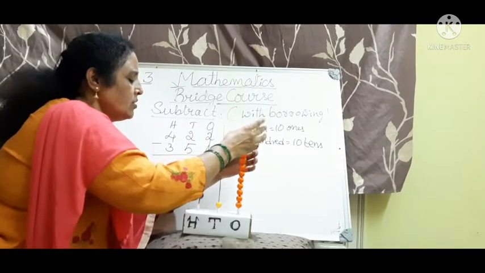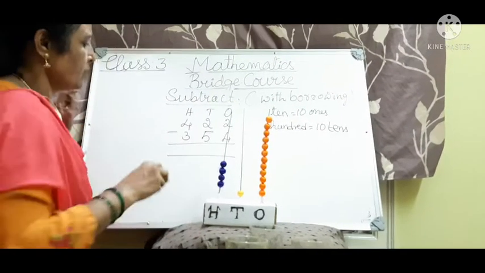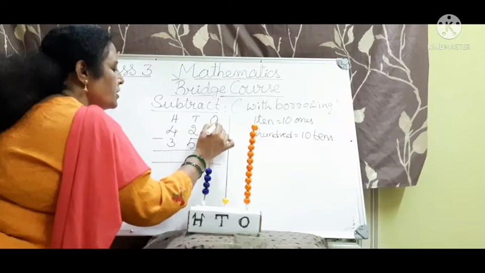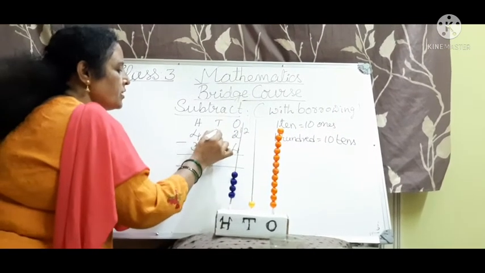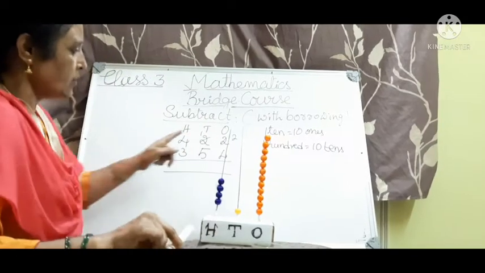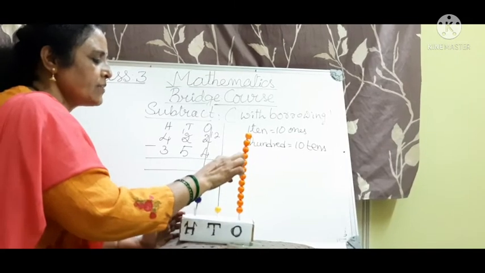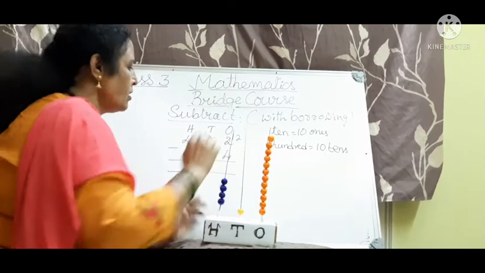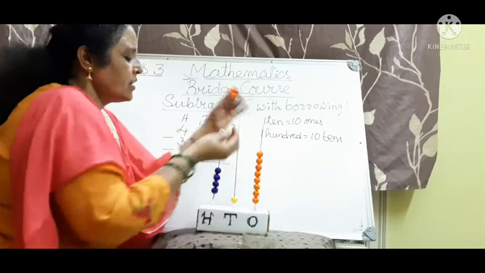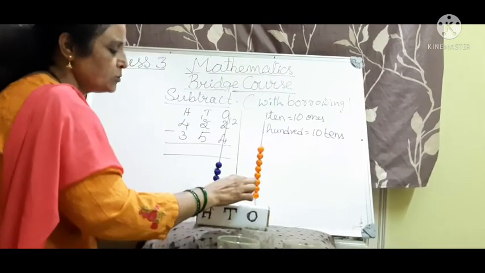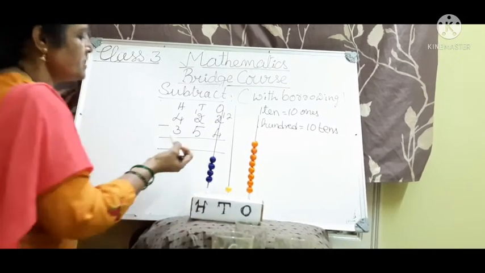Now after giving borrow here 1 ten will remain. This will be 12. 10 plus 2 is 12. Now 12 minus 4. I have to take out 4 beads. Then how many are remaining? 1, 2, 3, 4, 5, 6, 7, 8. 12 minus 4 is 8.